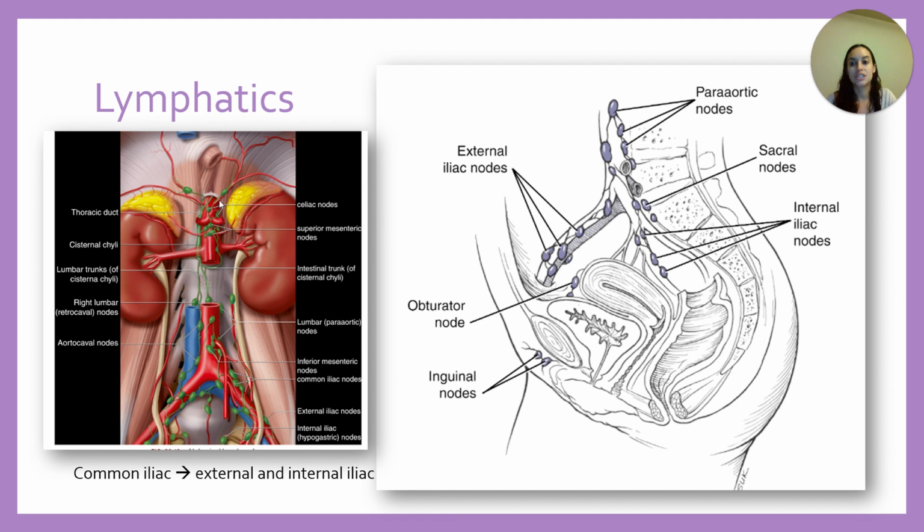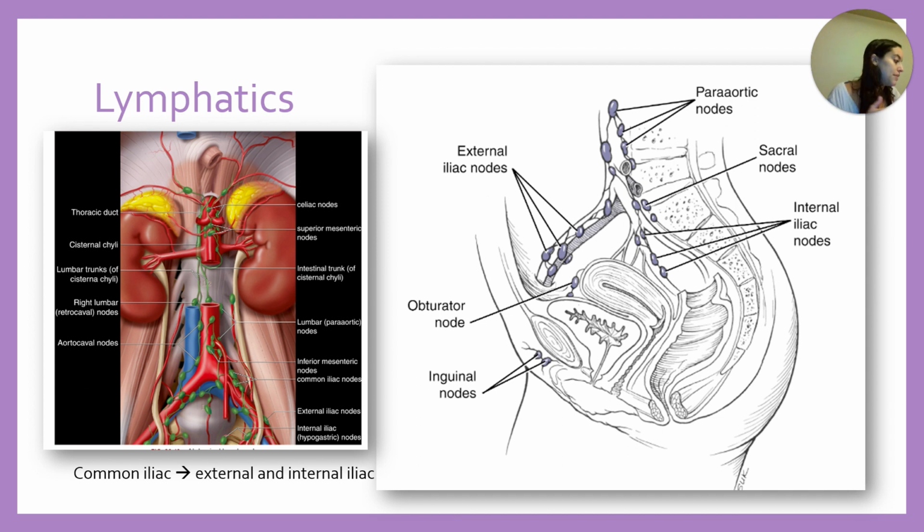I should say your para-aortics, you keep going down. Once your aorta starts to bifurcate, you're going to see your common iliacs there. And after it bifurcates and it breaks into the external and internal vessels, you're going to have external and internal nodes that follow those vessels.